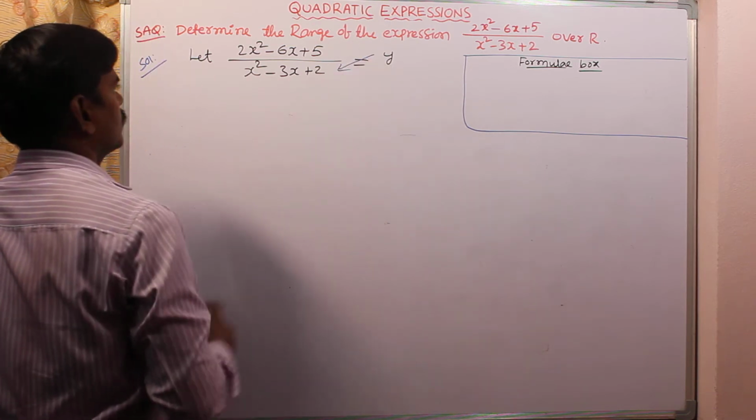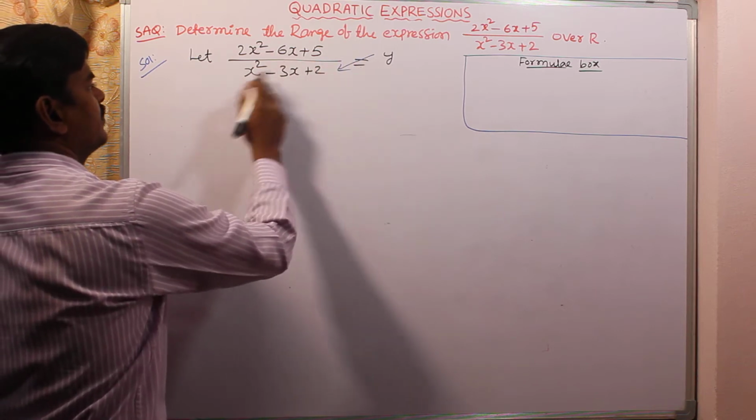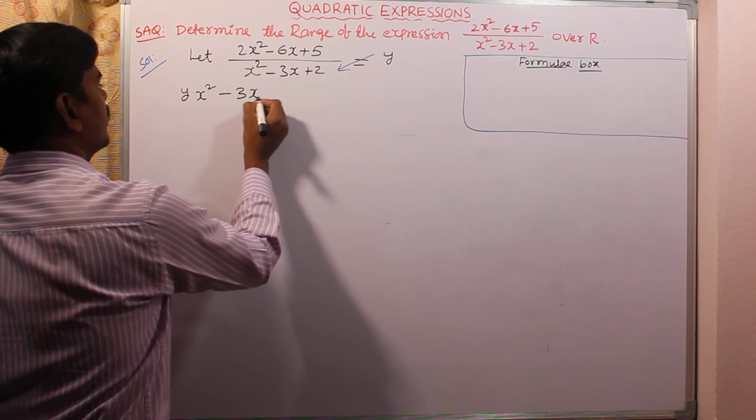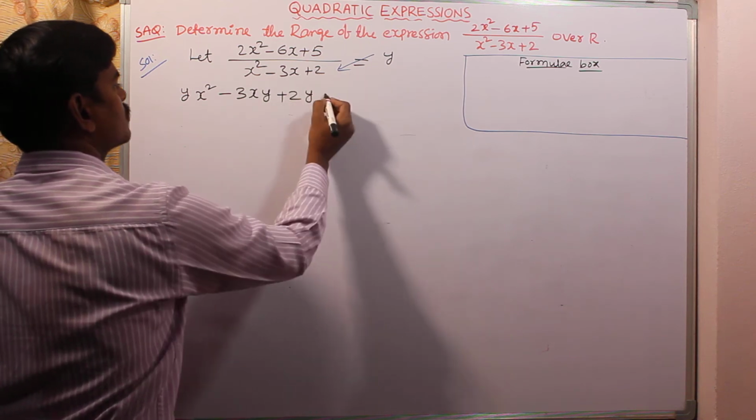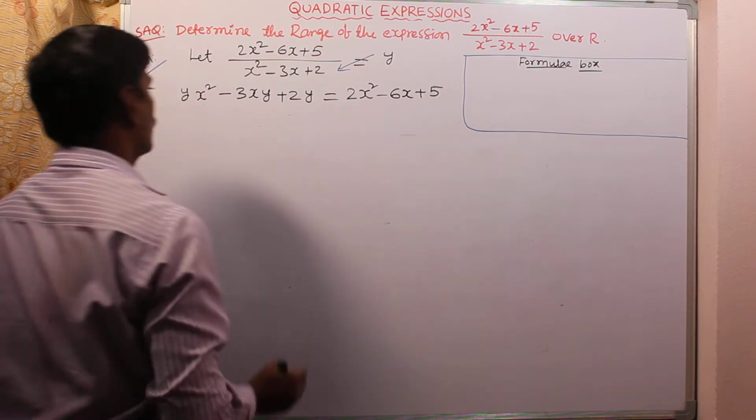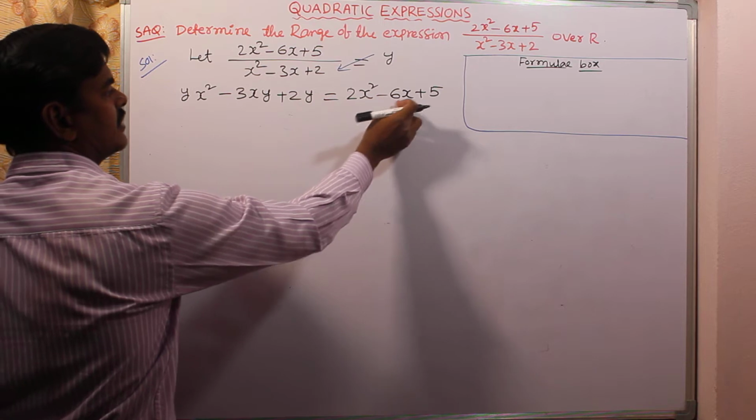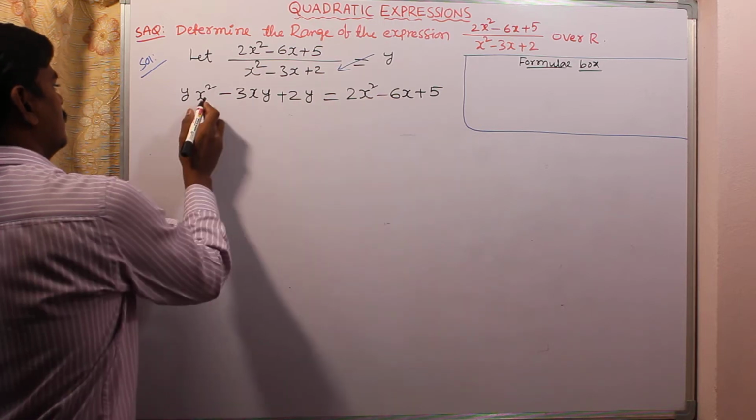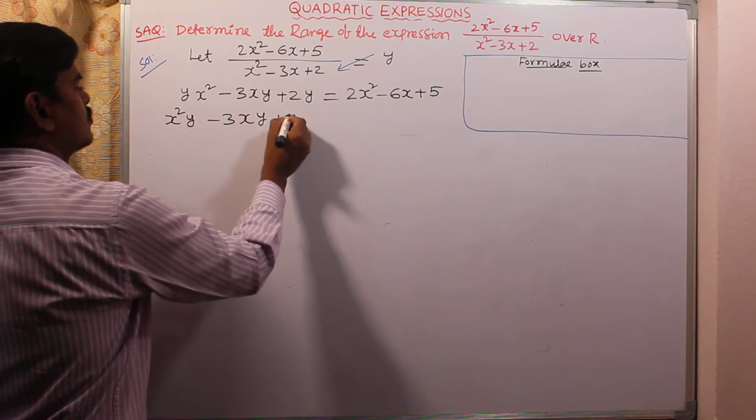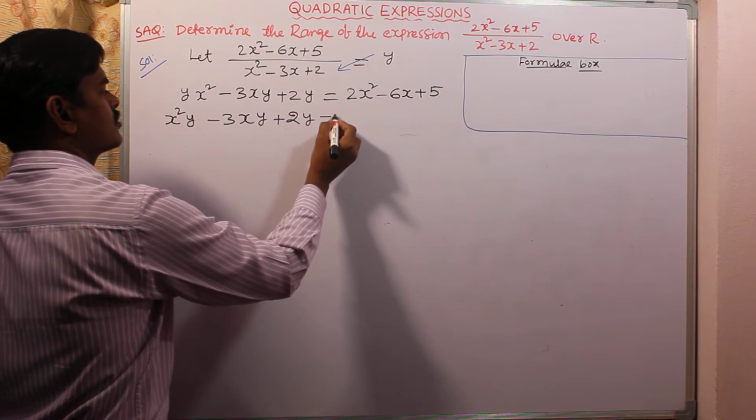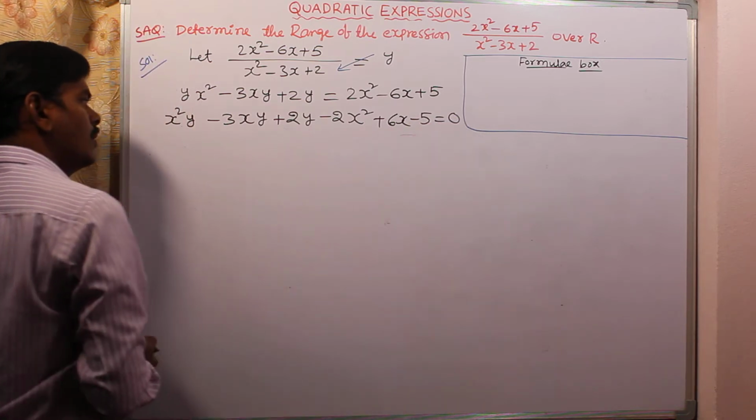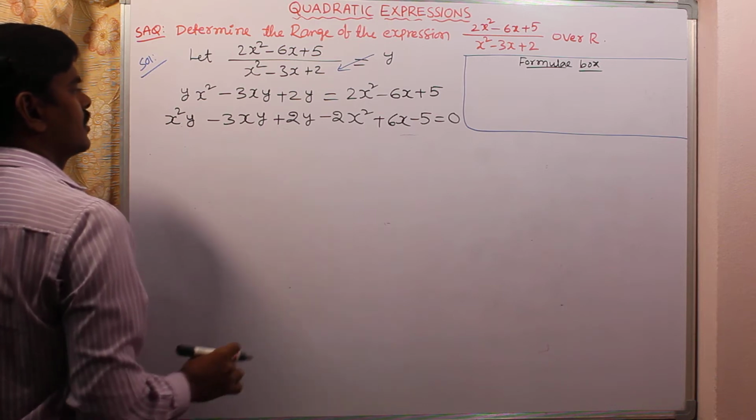Okay. Each and every term we have to multiply with y: x² into y, yx², minus 3x into y, 3xy, plus 2 into y, 2y, equals, this we get as it is, 2x² − 6x + 5. Now transpose each and every term of the RHS to the LHS. Write the LHS terms as they are: x²y − 3xy + 2y. Now plus 2x² becomes minus 2x², minus 6x becomes plus 6x, plus 5 becomes minus 5, that equals 0.